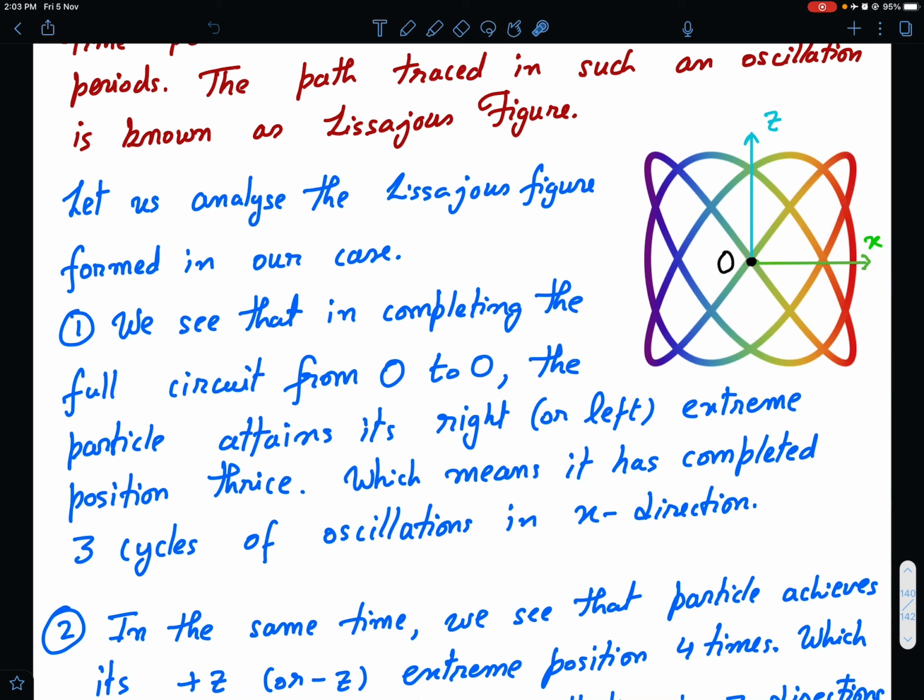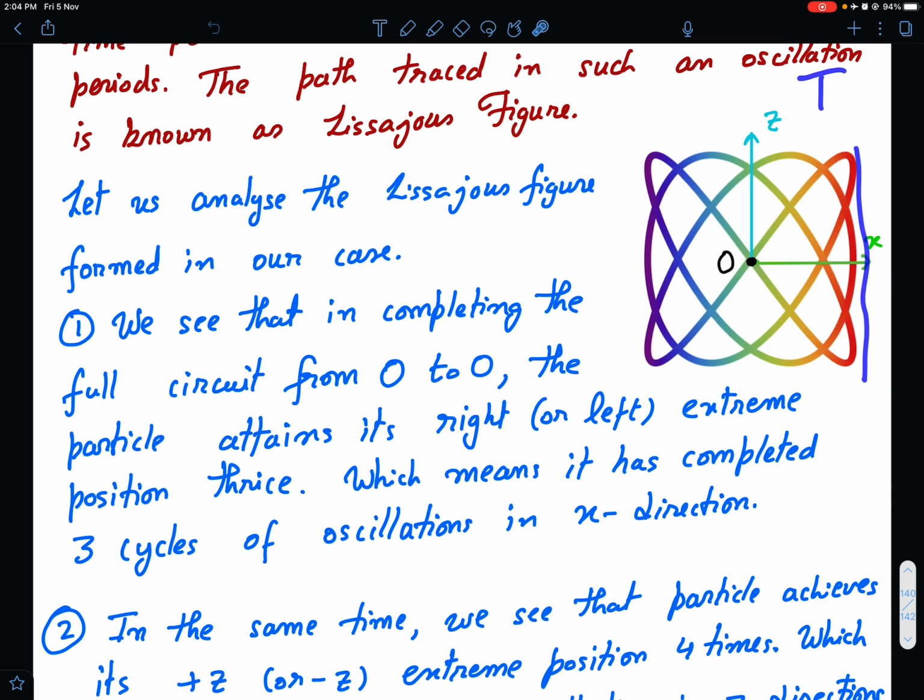so assume it to be a highly exaggerated figure. Okay, now in completing the full circuit, when we are going along the full circuit, see, if we talk about the positive x extreme, so how many times does the particle hit the positive x extreme? You can see this curve. If I draw a tangent at the positive x extreme, so here it hits the positive extreme, here it hits the positive extreme, and here it hits the positive x extreme. Starts from the mean position, hits the positive x extreme position thrice, and then hits the negative x extreme position thrice, and then again comes back to the mean position. That means what? The time period, in the complete cycle, 3x time periods have completed, because we got 3 times the right extreme position, right? So that means what?